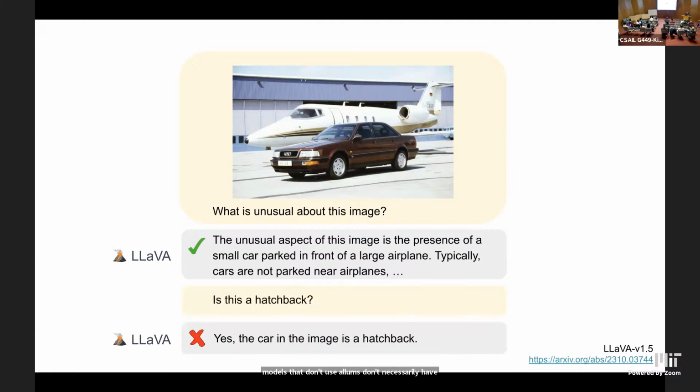Okay, but what if we ask the same LLM, is this a hatchback? Is the car a hatchback? It says, yes, the car in the image is a hatchback. Well, that's wrong, because it's clearly not a hatchback. It's a sedan. So in fact, when you start asking it these kinds of classification questions, you quickly realize that it's getting a lot of them wrong.